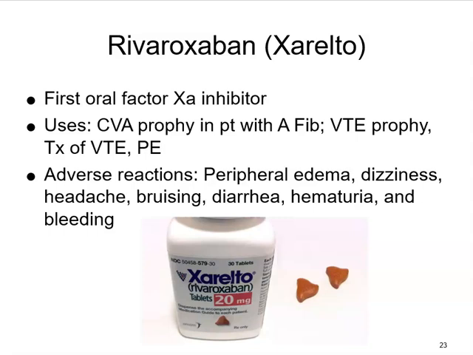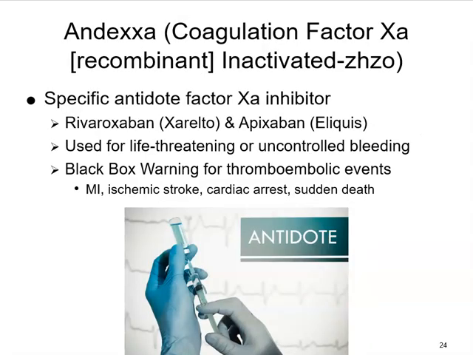So what happens if we have toxic effects from these DOACs? For the longest time, we didn't have an antidote specific to these factor Xa inhibitors, but now we do have an antidote. We have this Andexxa. So it's a recombinant coagulation factor Xa, inactivated, I have no idea how to say that, so I'll just say zhzo. So again, this is something new that's come out.